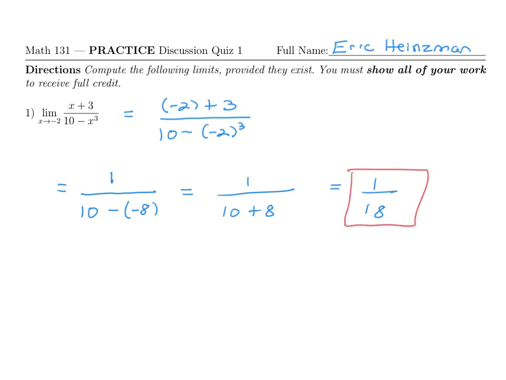Going back, I'd like to just note here that the step we did was direct substitution. We had a rational function, -2 was in its domain, so we could simply plug it in to get our value.